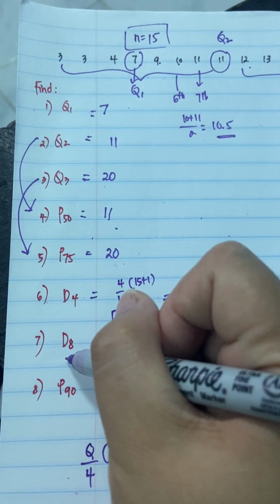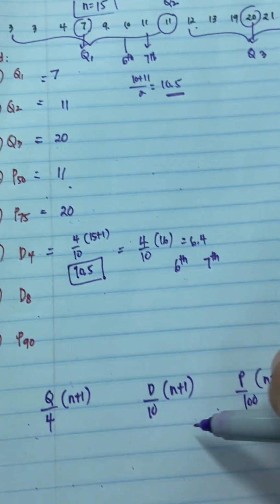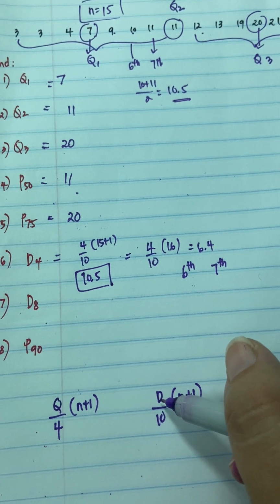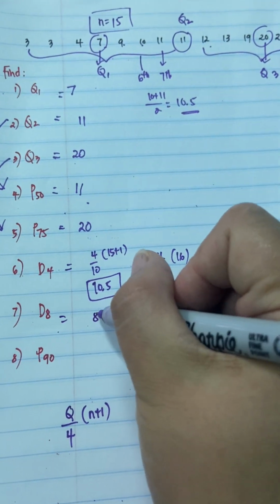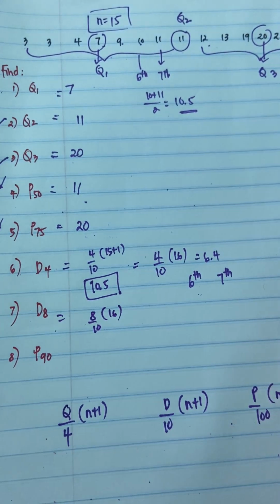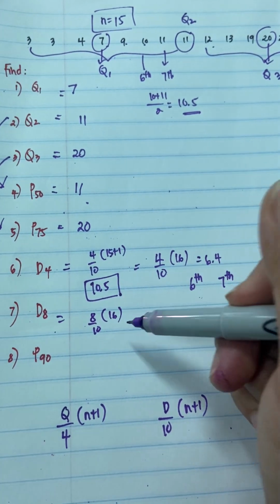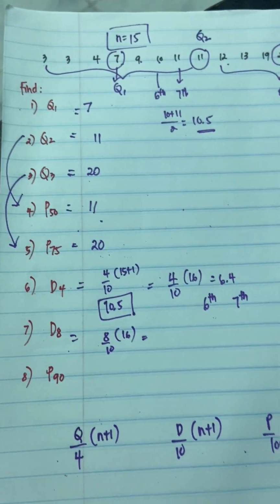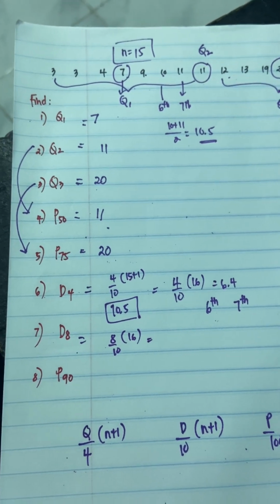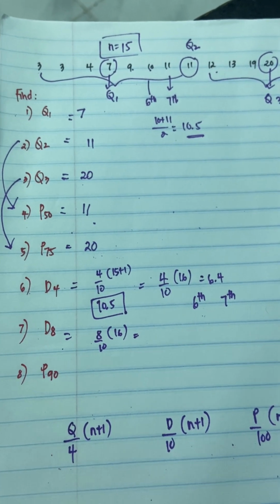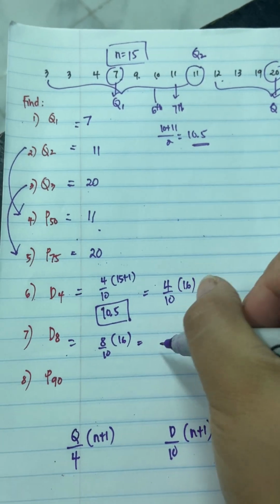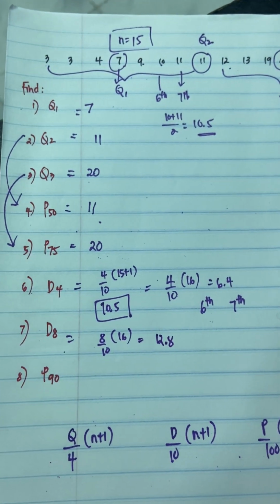Okay, D8. Again, we're going to use the same formula, just change D to 8. So this is going to be 8 over 10 times 16, because 15 plus 1 is 16. Okay, so again, using a calculator, we divide and then we multiply. And that should be equal to 12.8.